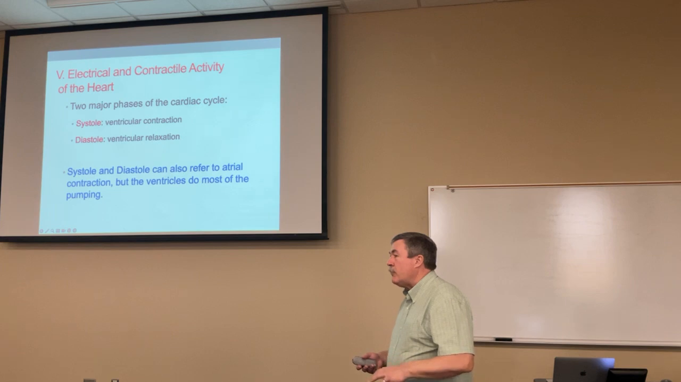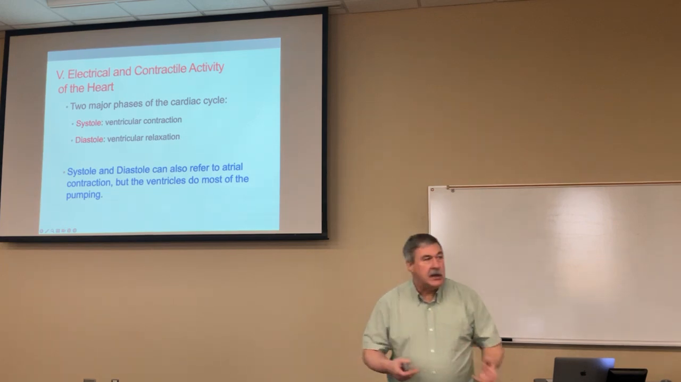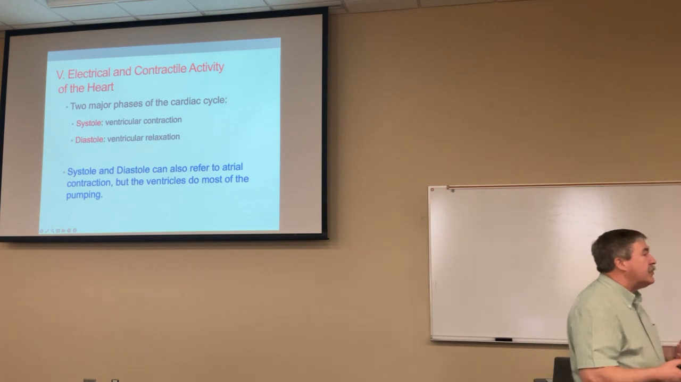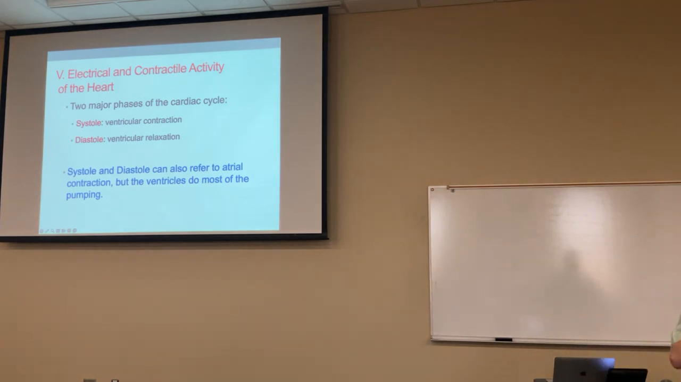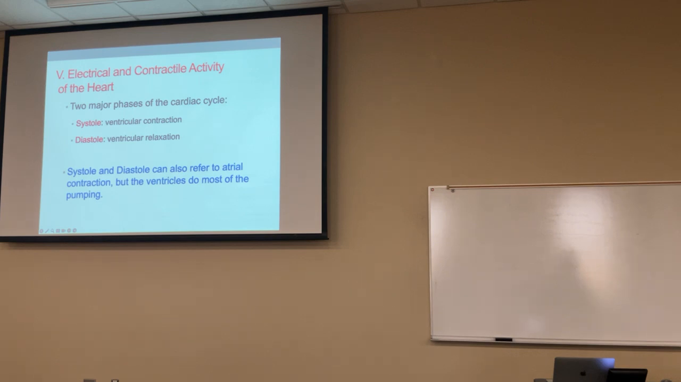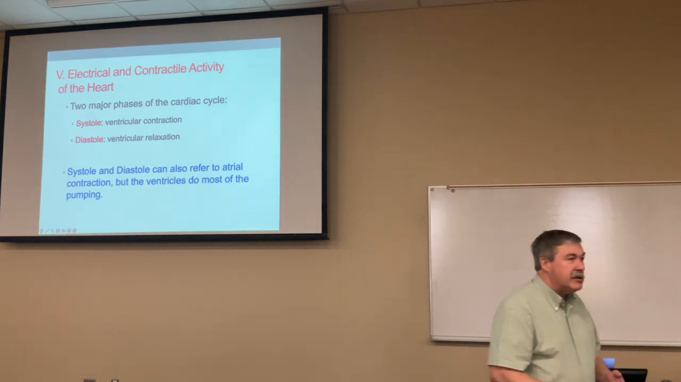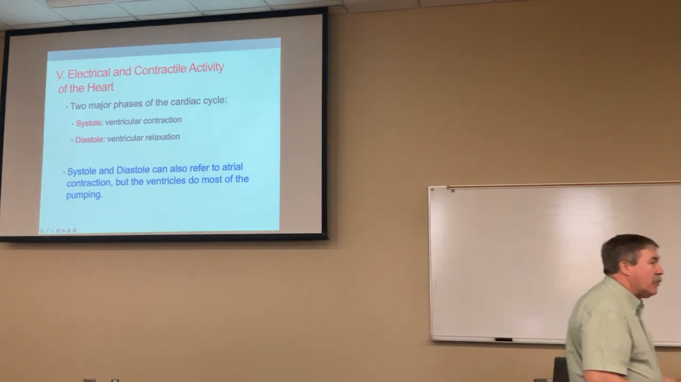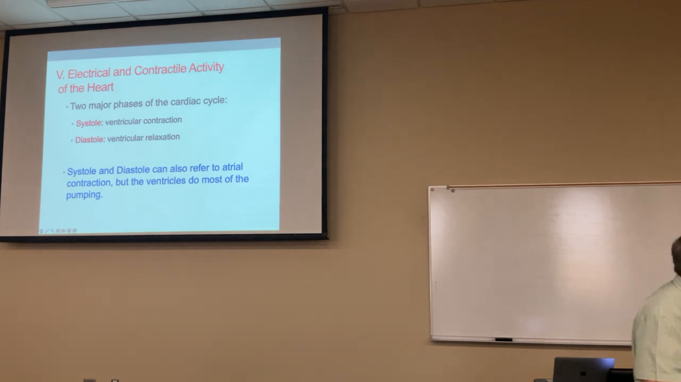Okay? So if you just hear the terms systole and diastole, you have to assume that we're talking about the ventricles. Now, you can talk about atrial systole and atrial diastole, but you have to say that. You have to say atrial diastole or atrial systole if you're just referring to contractions and relaxation of the atria. Otherwise, you have to assume that we're just talking about the ventricles, which is really the most important part of the heart, because that's the part of the heart that pumps the blood.